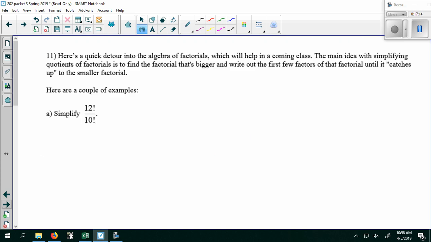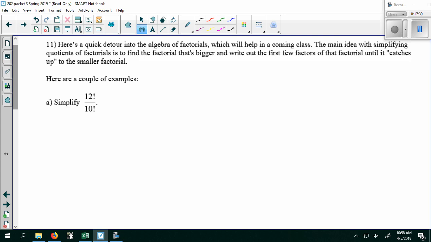All right. One last concept I'm going to show you is a quick detour. We're not really talking about sequences. This is the Algebra of Factorials. It's going to be helpful in an upcoming class for you to already be a little bit familiar, so we kind of threw it into this lesson. All right, so the main idea with simplifying quotients of factorials is to find the factorial that's bigger and write out the first few factors of that factorial until it catches up to the smaller factorial.